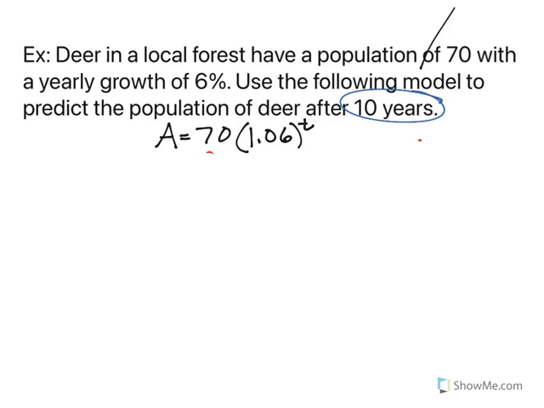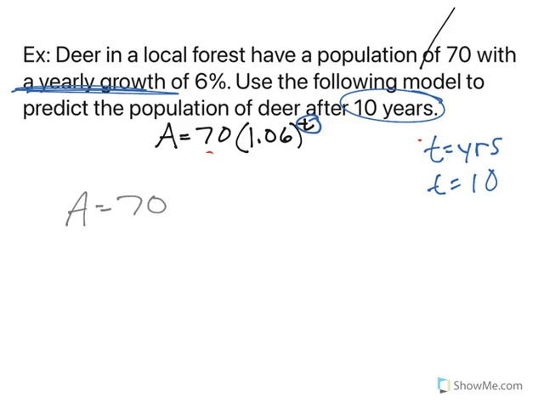Now, we know we are talking about after 10 years, and we have a yearly growth. That means T is representing years, and therefore T is 10. I point this out because sometimes your time period is 6 months or 4-month chunks. So you have to make sure you understand your time period so you know how to correctly put in your number. So in this case, T is 10.